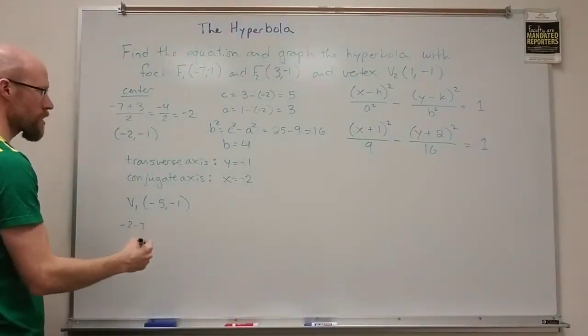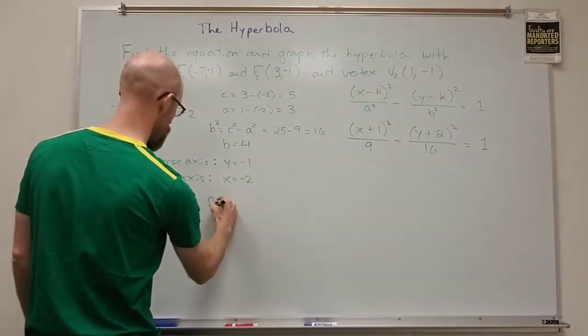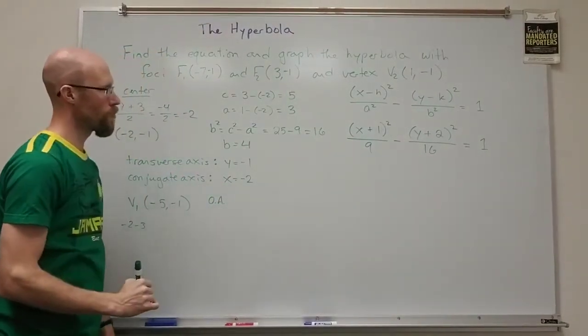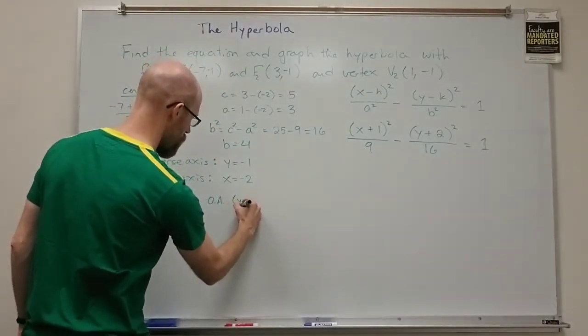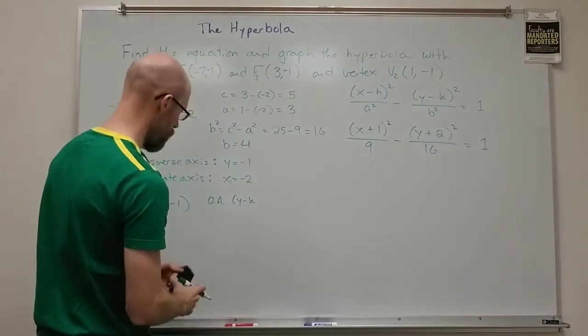And so the oblique asymptotes can be found. We are going to have some shifting going on. And so the general formula is y minus k. I don't really need the parentheses around that.